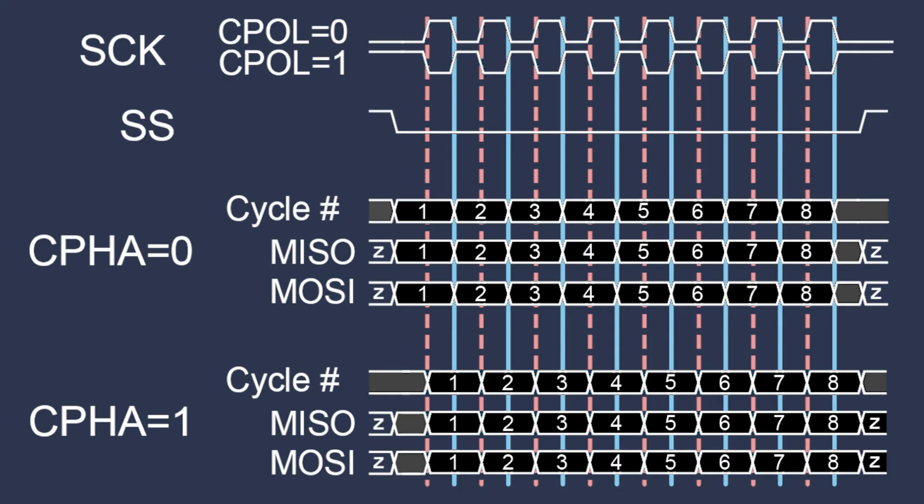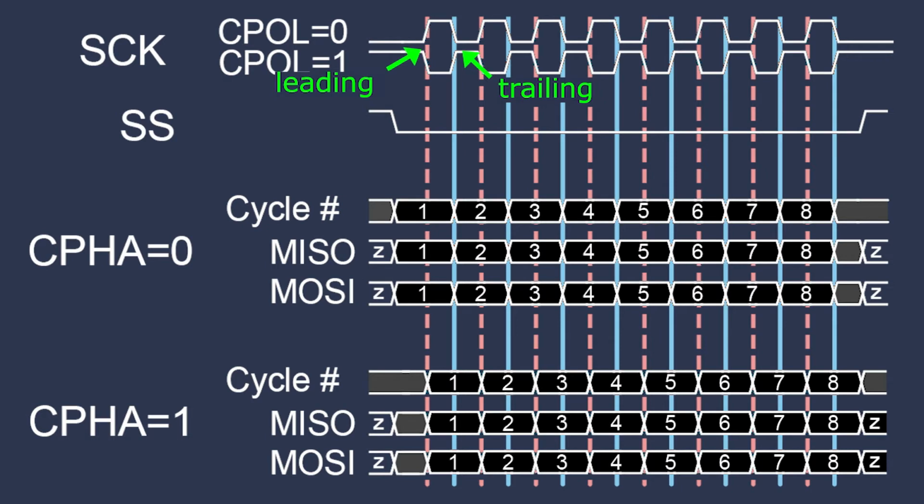In this diagram, CPOL represents the clock polarity, and CPHA represents the clock phase. We see that at CPOL equals 0, we have a non-inverted clock where the clock starts out low and pulses high. CPOL equals 1 is the opposite. The clock starts out high and pulses low. The dashed red lines represent the leading edges of the clock, and the solid blue lines represent the trailing edges.